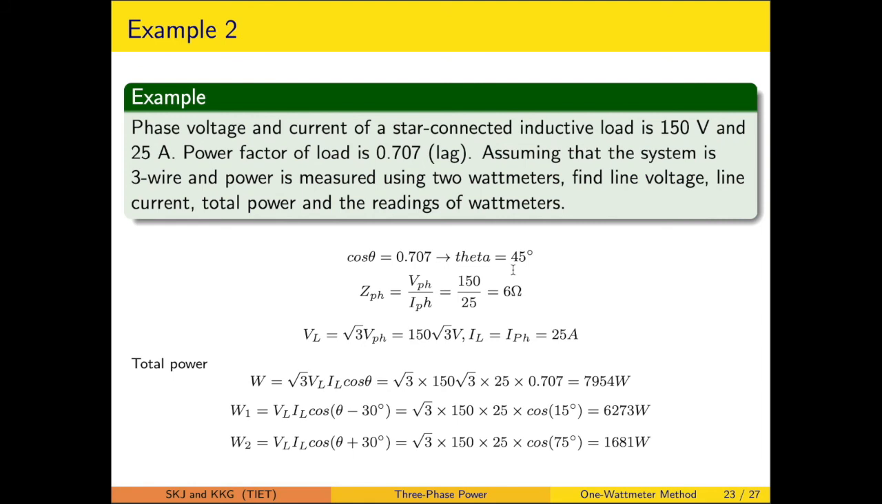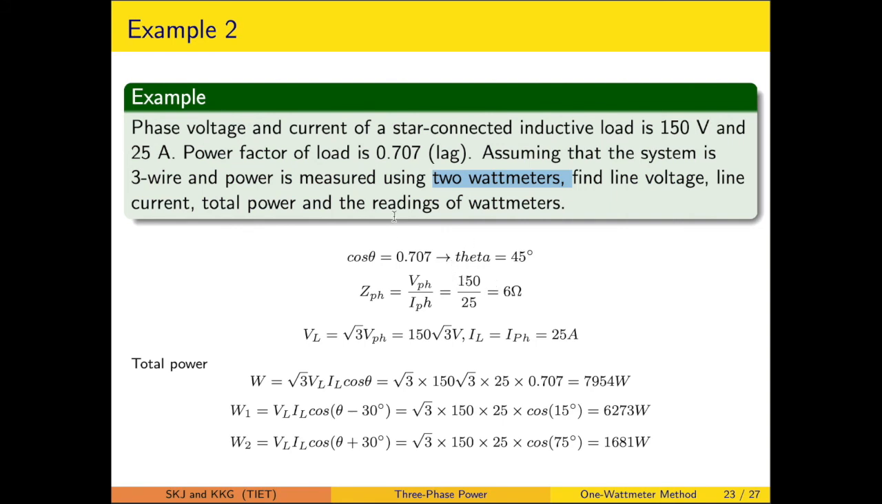Now in this particular example, we will be having a star connected load where the phase voltage is 150 volt and the phase current is 25 ampere. The power factor is 0.707 lagging. Now we are assuming that the power is measured by the 2 wattmeter method. We have to find the line voltage, line current, total power and the reading of the wattmeters.